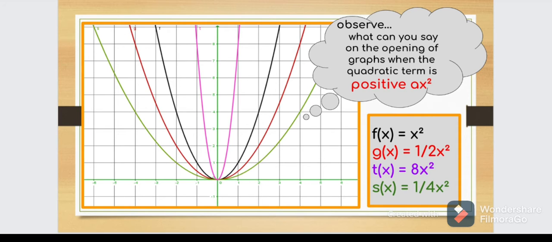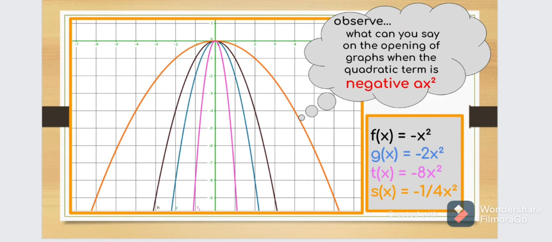Observe the following graphs. What can you say on the opening of the graphs when the quadratic term is positive? Meaning, the value of a in ax squared is positive. Think. What can you say on the opening of graphs when the quadratic term is negative? Ax squared. Like these examples. Think. Okay, let's see if what you think or idea is correct.